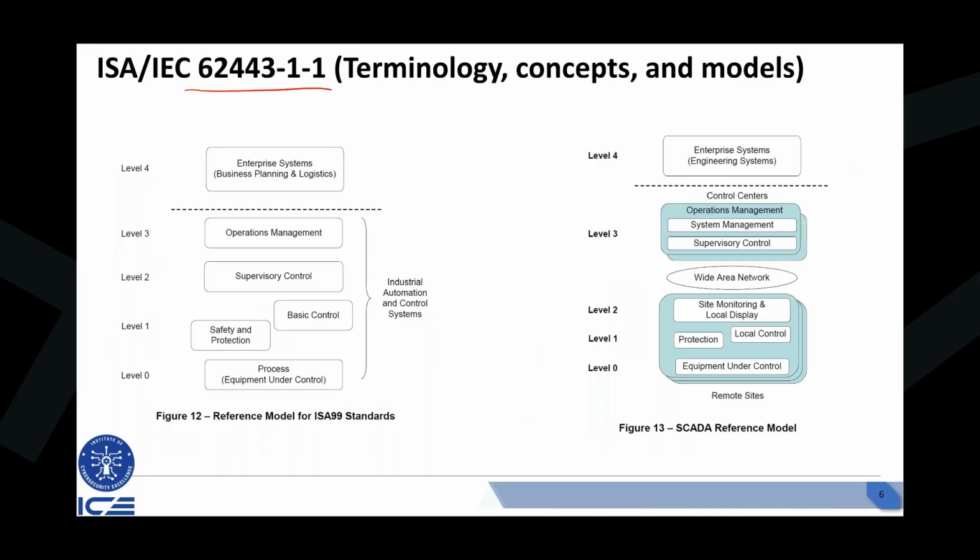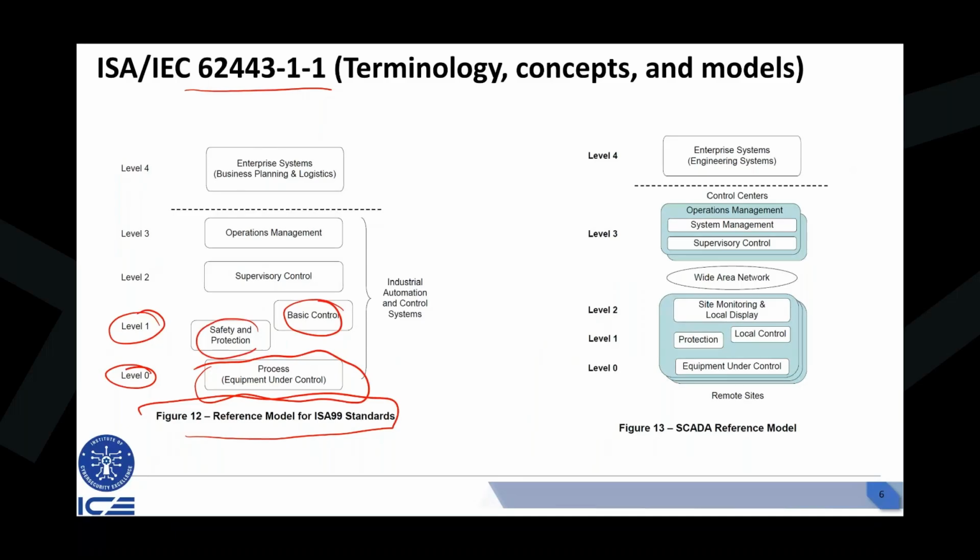So it talks about, for instance, if you're talking about a typical plant environment, you would have the actual process, the equipment that the control system is trying to control, in level 0. Level 1 would have the controllers, the PLCs, the safety systems, and the DCS controllers. Level 2 would consist of supervisory control, the HMIs, operator workstations.